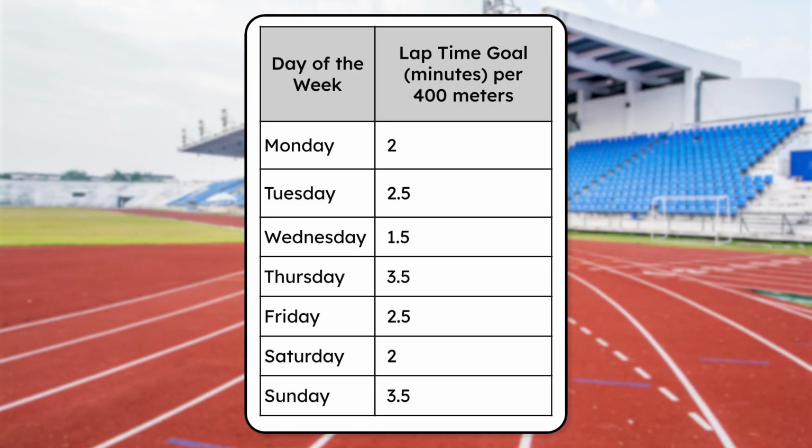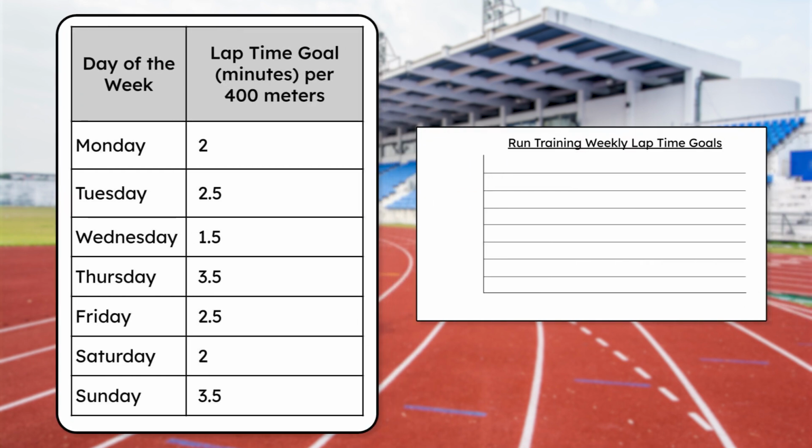To improve pacing, each athlete has a lap time goal for their 400-meter runs. Here's the lap time data for 1 week. Using this data, build a single-line graph that shows how lap times change throughout the week. What should we put on the x-axis?